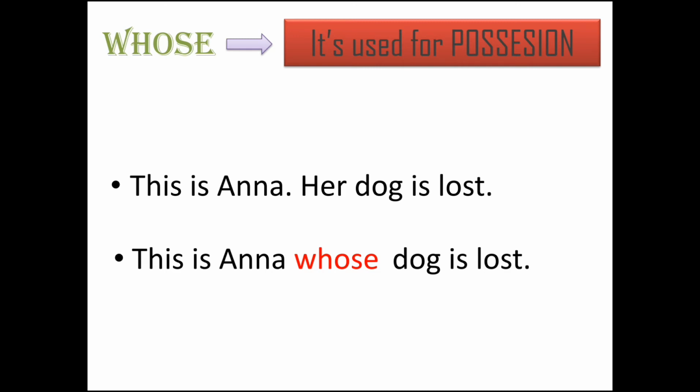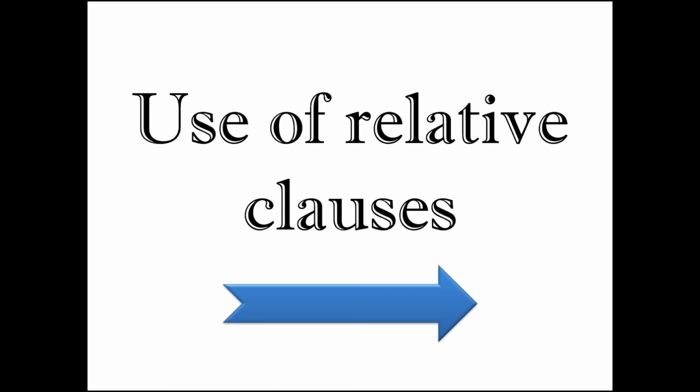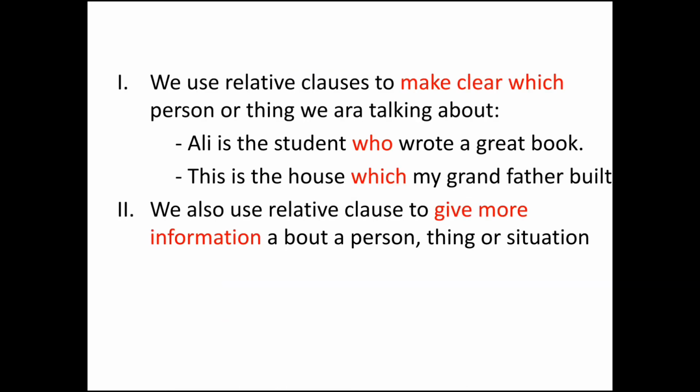As you can see, this is how we can use a relative pronoun to join two clauses. Okay, let's see the second part: when can we use relative clauses? We use relative clauses in two main situations, or for two main reasons. The first one is to make clear which person or thing we are talking about.